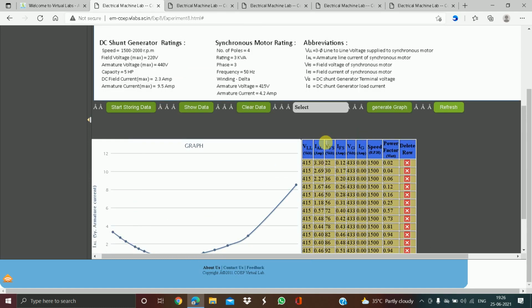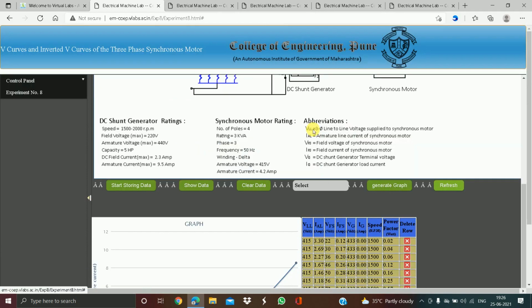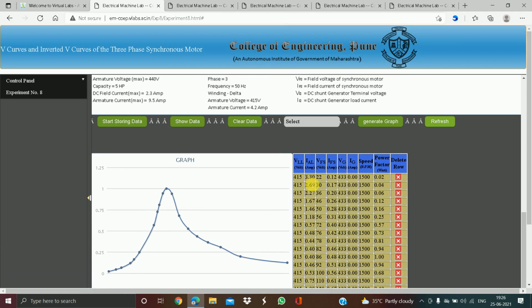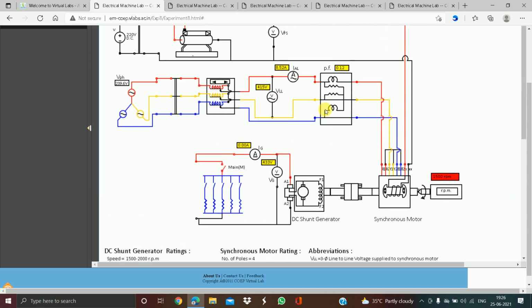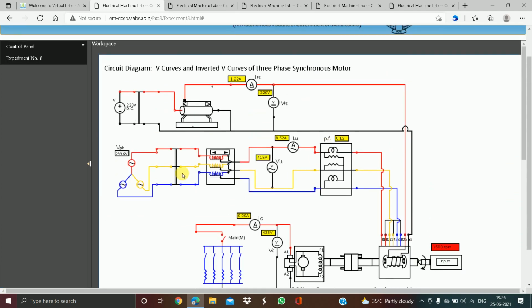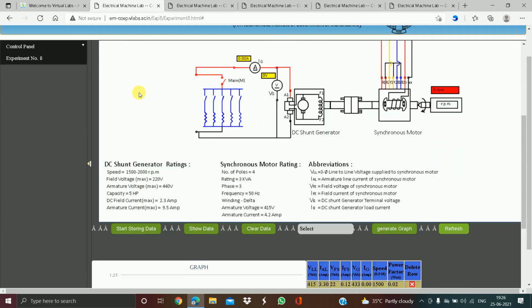So now we generate the graph for the inverted V curve. Here you can see this curve is like an inverted V, and that's all. After finishing everything, disconnect. So thank you.